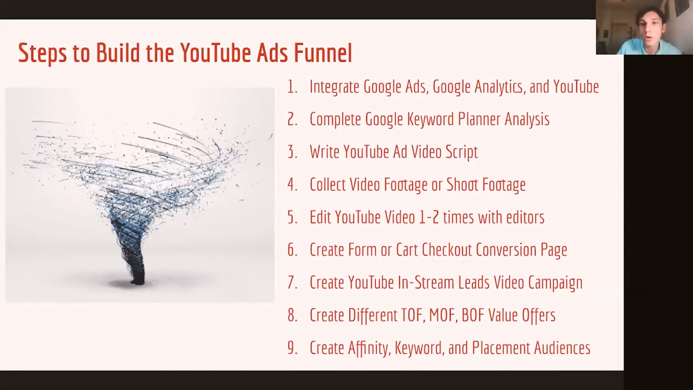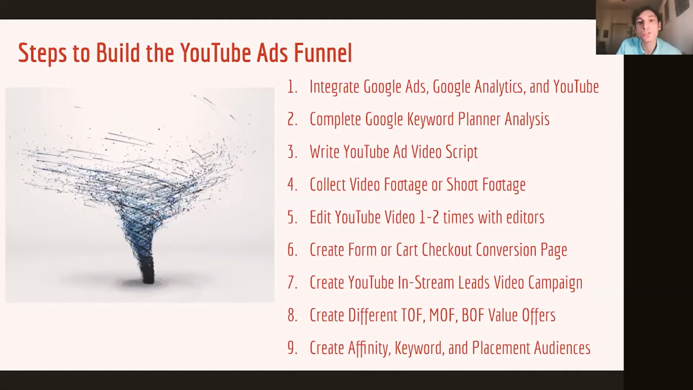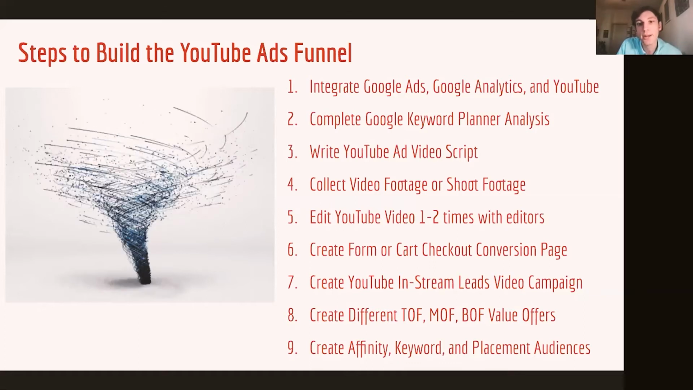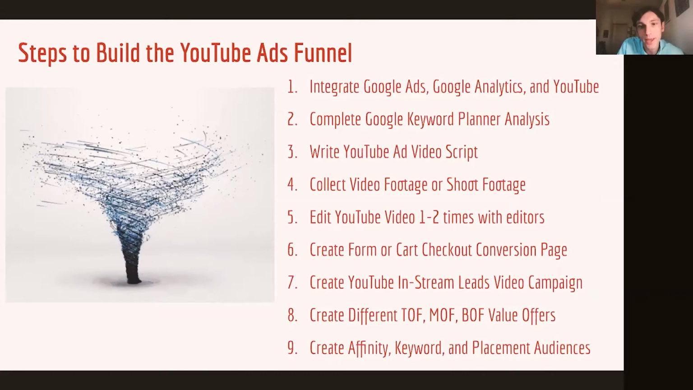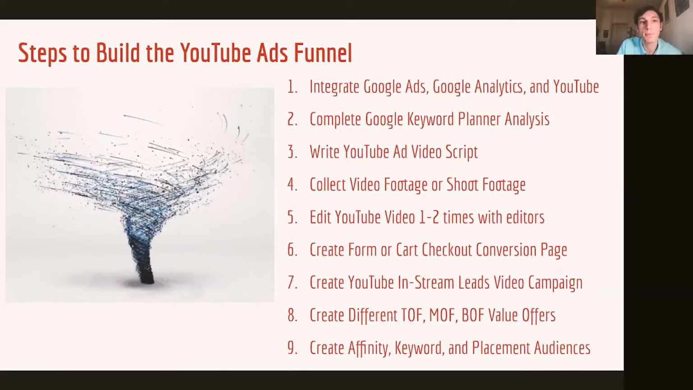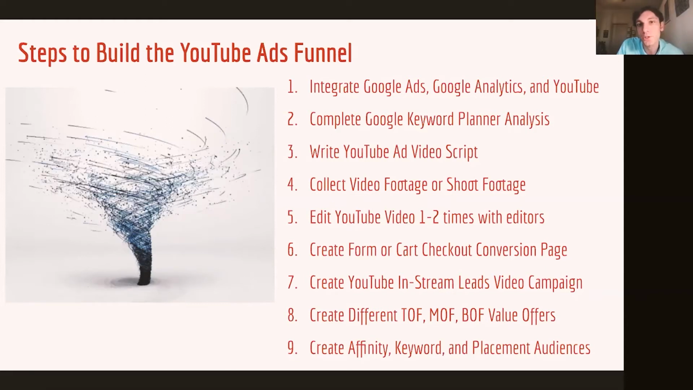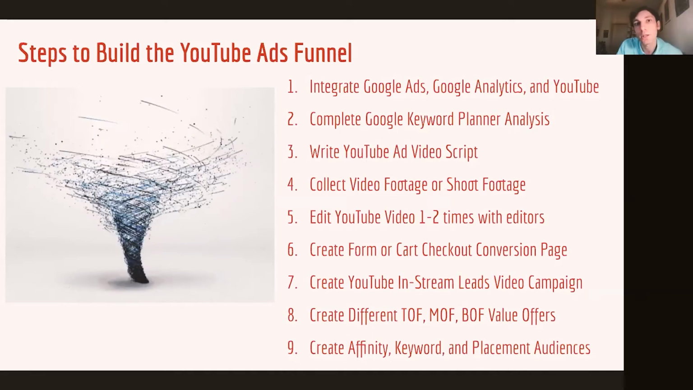Creating a form or a cart checkout conversion page, I'll show you some examples of that. Then, once you have all that stuff in place, actually creating the ad campaigns in Google Ads. That's where you run all of your YouTube ad campaigns. And then from there, it's just optimizing, right? Making sure that you have different value offers at different stages of where the consumer is in the buyer journey cycle, and testing out different audiences, right?